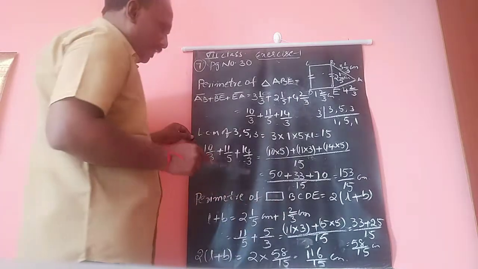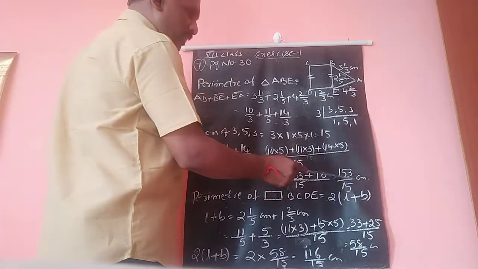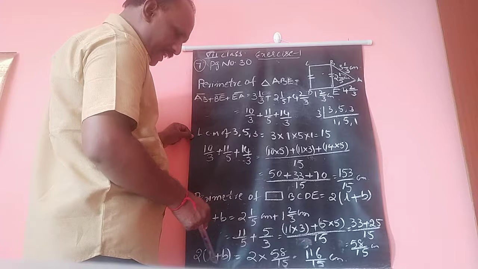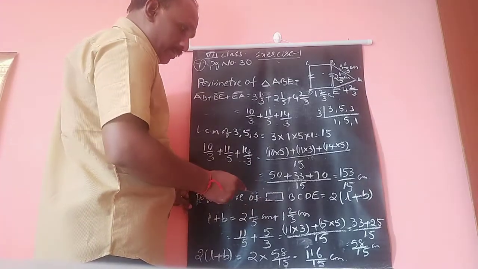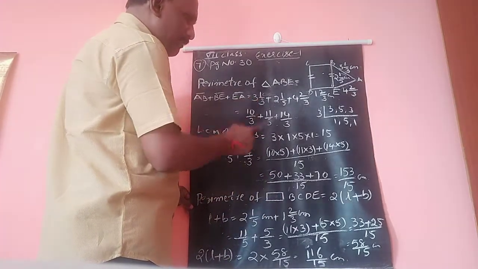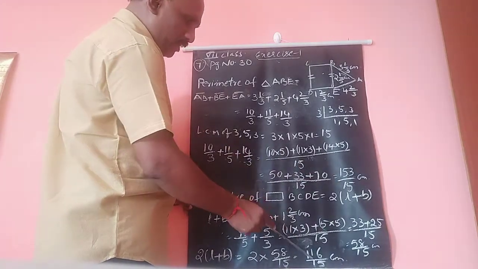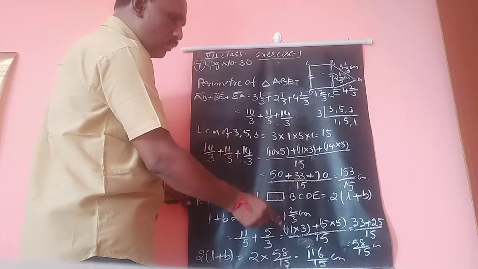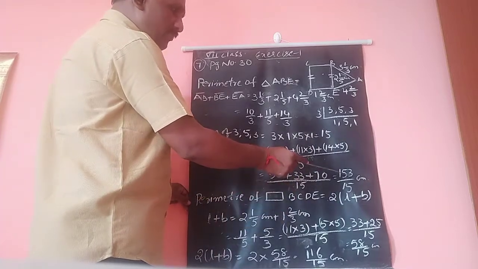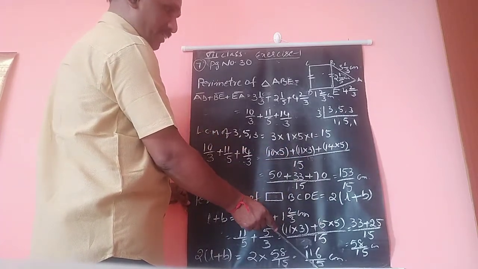So here, the rectangle perimeter, what is that? 153 by 15 centimeters. And so the triangle perimeter, what do we get? 153 by 15. And the rectangle perimeter, what is that? 116 by 15. Which is the more? So 153 by 15 and 116 by 15.